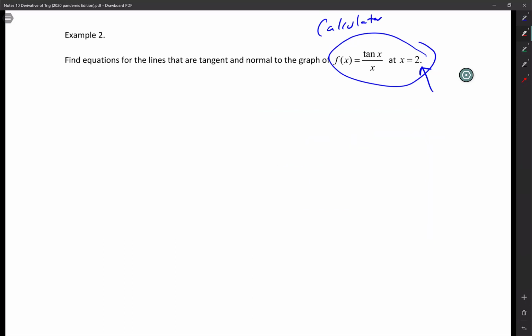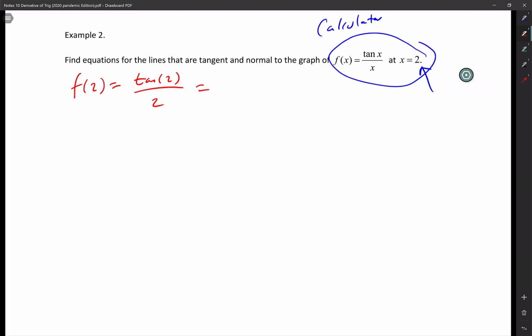First, get a point. Plug in a 2. F of 2 equals tan 2 over 2. And see what that is. I have my calculator in radian mode, I believe. Nope, it was in degree mode. Let me change it to radian. And now that I'm in radian mode, I'm just going to type in tan 2.